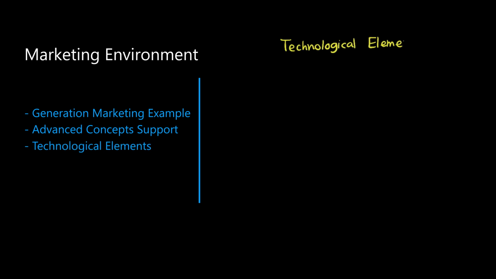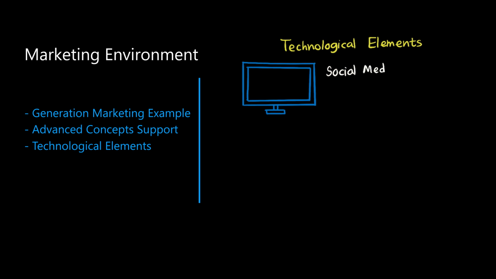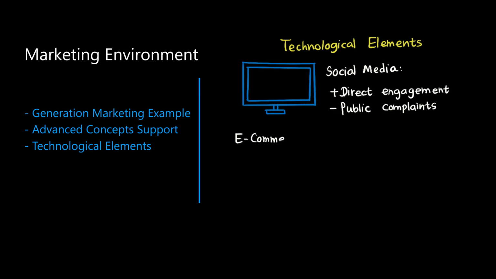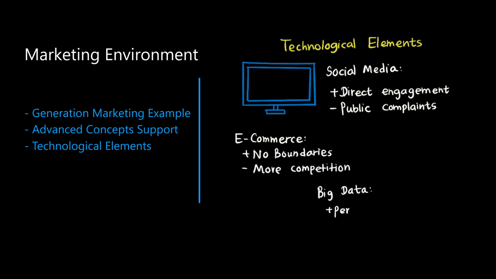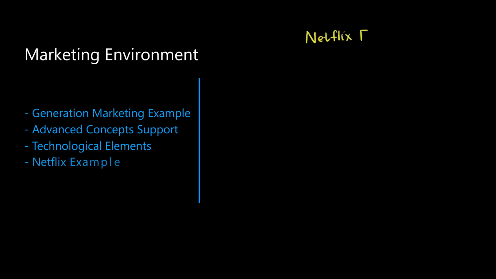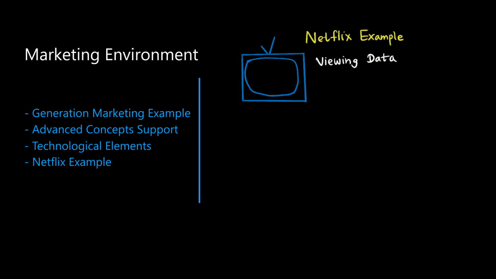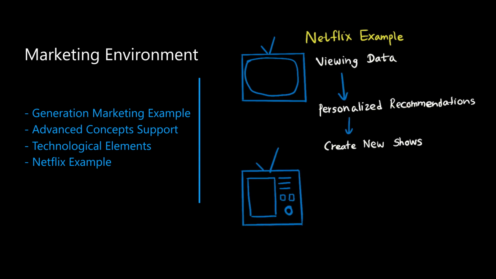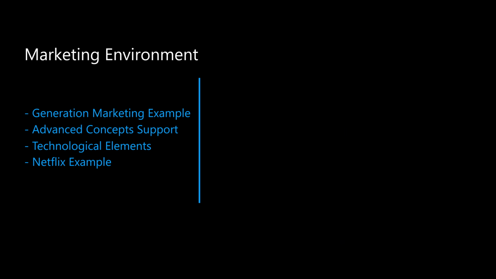Technological elements create both opportunities and threats. Social media transformed promotion, enabling direct customer engagement, but also creating risks when customers publicly complain. E-commerce eliminated geographic boundaries but increased competition. Big data allows personalized marketing, but raises privacy concerns. Consider how Netflix uses viewing data to recommend shows and even create content. Traditional TV networks can't match this personalization, forcing them to adopt streaming models or risk obsolescence.